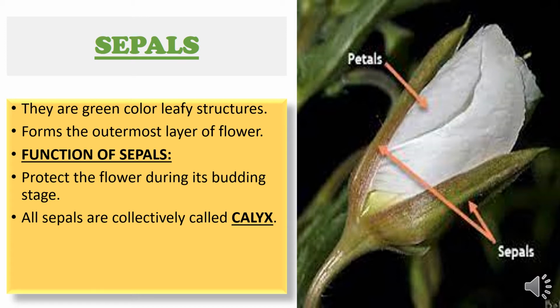So I hope you have understood sepals. What are sepals? Green color leafy structure which protects the flower during its budding stage. You can see the picture also. I will show you more pictures of sepals.